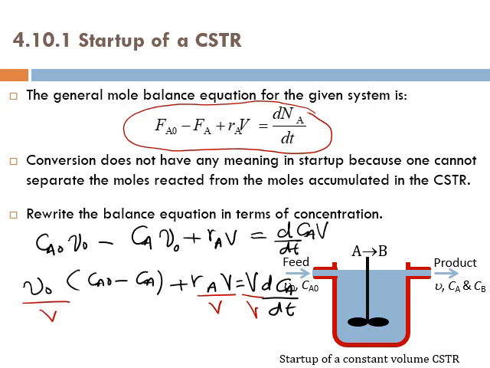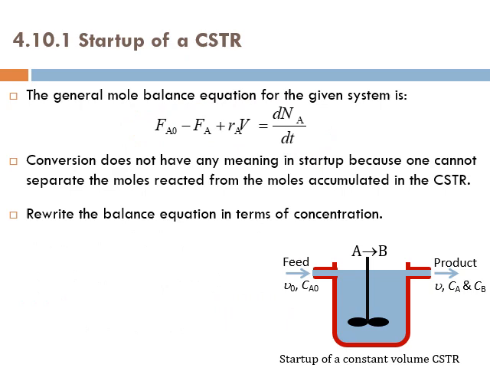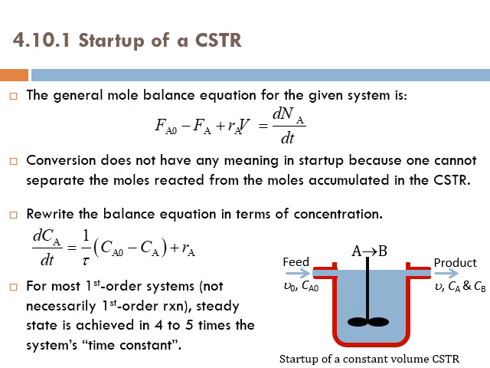Okay, so if we divide by V, simply we'll have epsilon naught over V, that is 1 over tau. So 1 over tau times CA naught minus CA plus RA equals dCA by dt. Okay, so that's our equation written in terms of concentration.